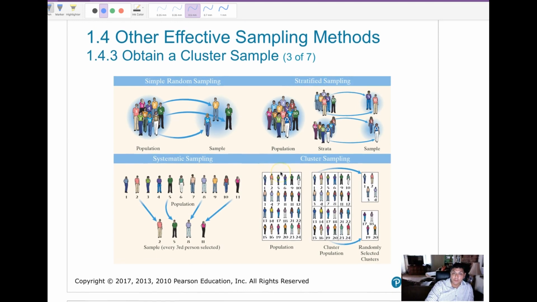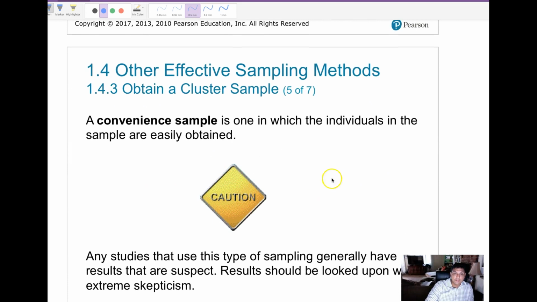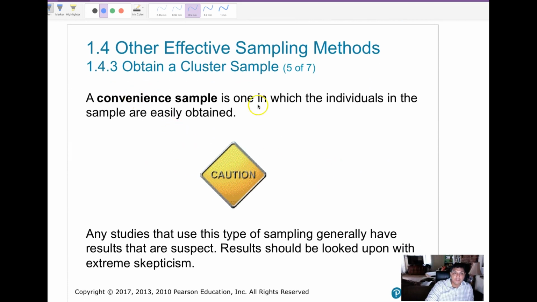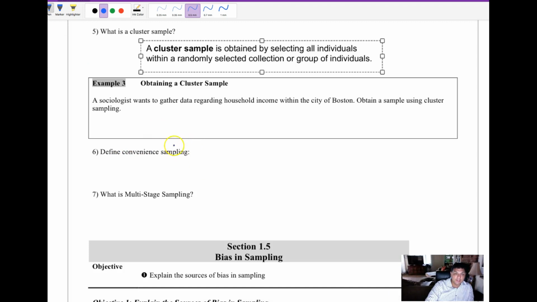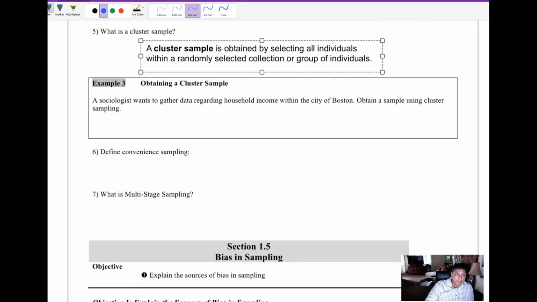This picture is important to get down or look at, and make sure you reference that in the book. You really have to read it and take a look at the differences. That leaves us with the last definition. A convenience sample is one in which individuals in the sample are easily obtained. You just start picking anybody. Define convenience sampling.